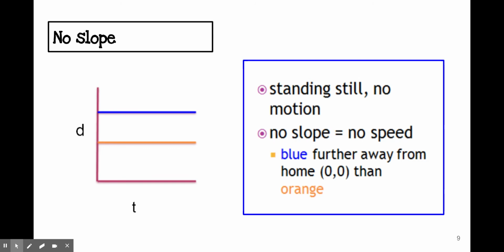If we have no slope, or a zero slope, we have standing still and there's no motion. If there's 0 for the slope, the rise over the run is equal, so we have no slope, we have 0 speed. And the further away we are from the 0 mark on the y-axis, the further away we are from the starting position.